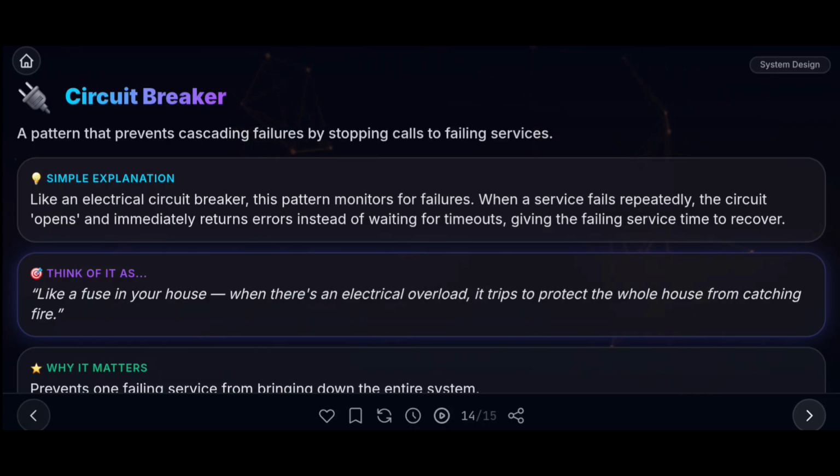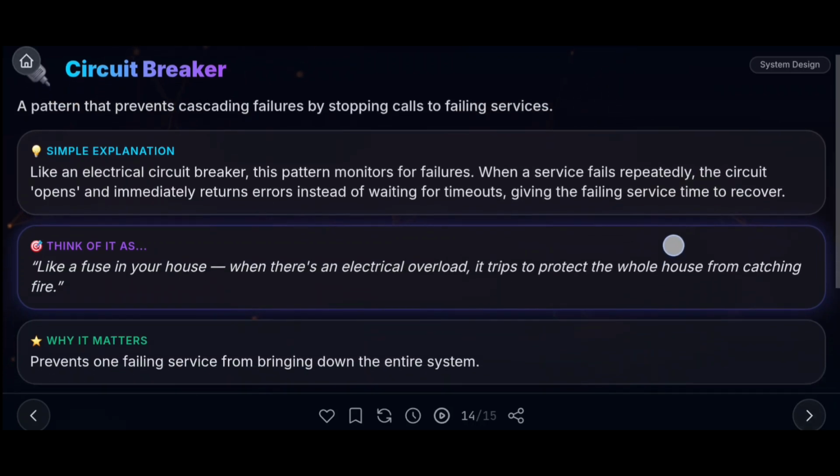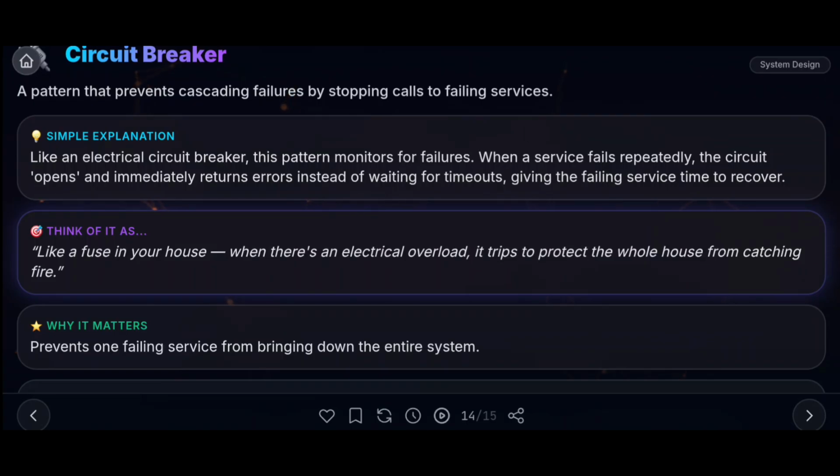So for example, if a service is not responding for the first 5 requests, then this circuit breaker will stop sending requests to it, and it gives the time to get that service up and running. Like a fuse in your house, when there is an electric overload, it trips to protect the whole house from catching fire. I hope you understand it.